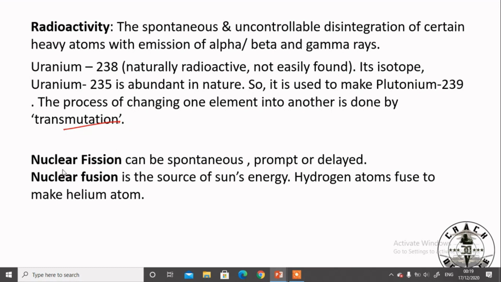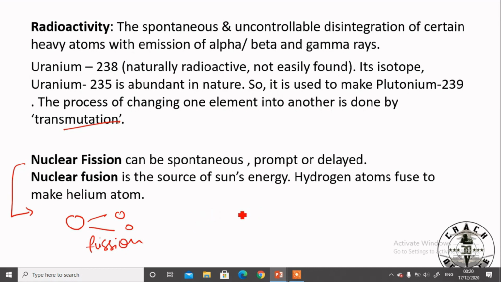Now coming to the point, nuclear fission and nuclear fusion. Both of them are nuclear reactions which create a lot of energy, but they are a little different. Nuclear fission is where splitting of heavy and unstable nuclei happens and they are turned into lighter nuclei at the end. That is fission.